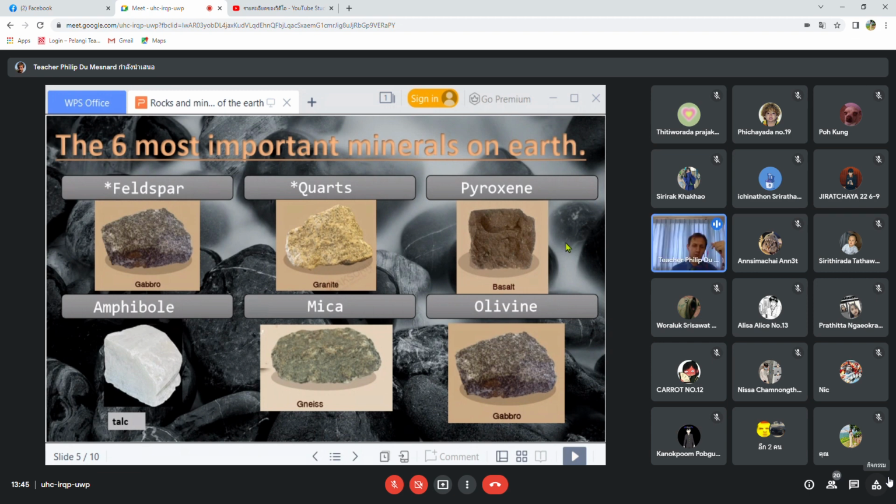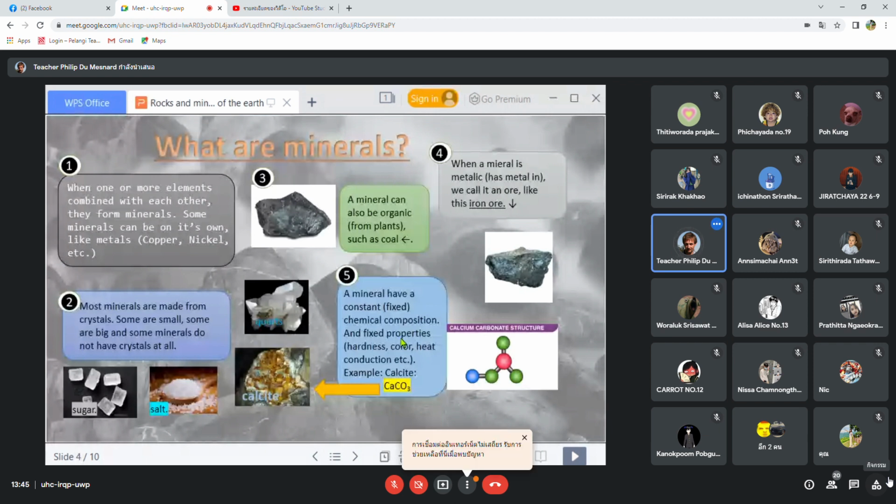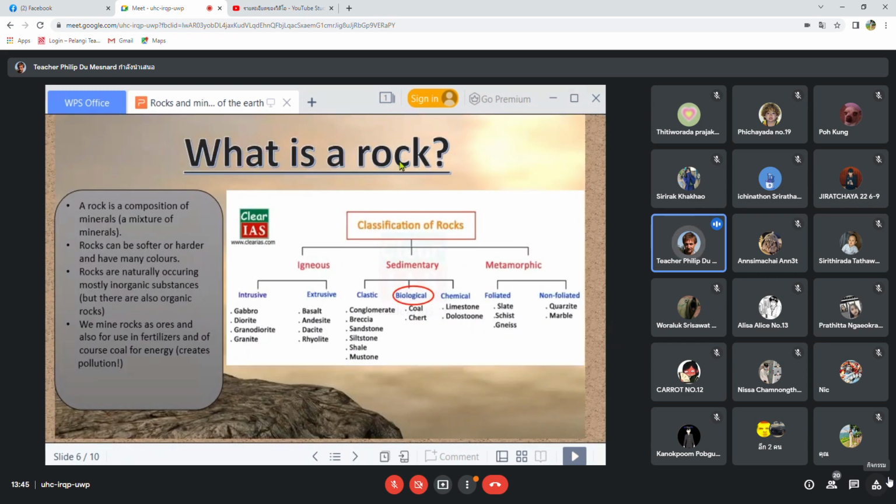And a mineral is a chemical compound with chemical elements, and it has properties. It is like a substance with its own identity, own properties. Okay, and this is the last question. The last question is, what is a rock? This is an important question.